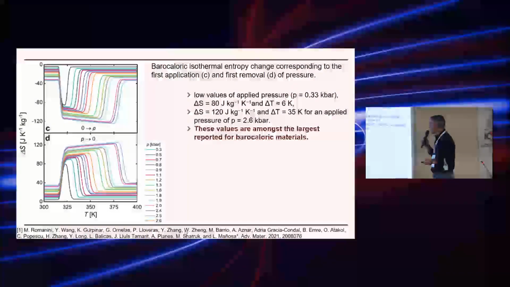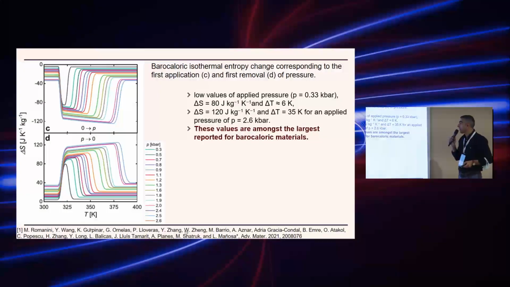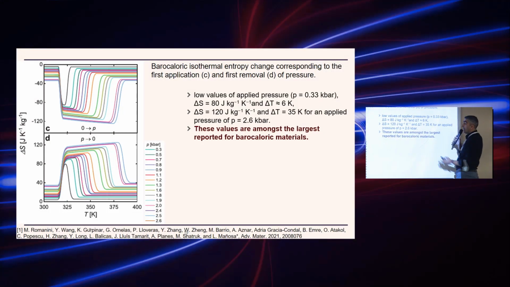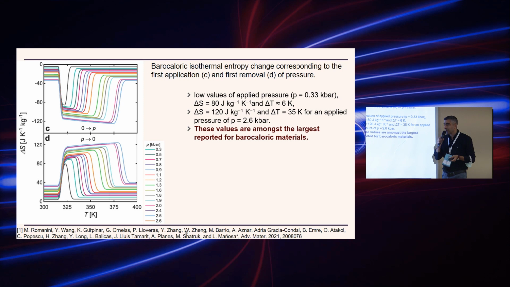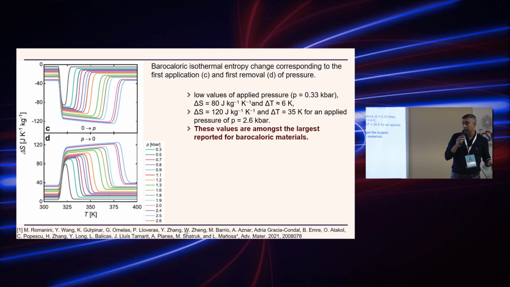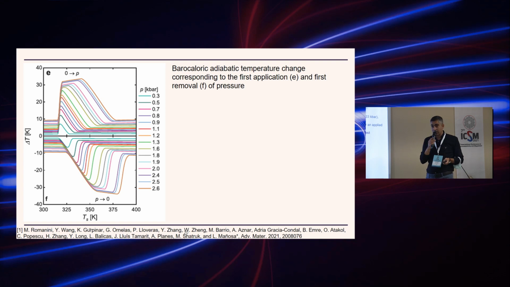According to our results, with a very low pressure, we can induce 6 Kelvin, and with 6 kilobar, which is our upper limit, we have a 35 Kelvin temperature change. Please keep in mind that in the giant magnetocaloric effect, it is only defined as 2 or 3 Kelvin in 2 Tesla. So I guess we should call this one supergiant, whatever. And these values are the largest among all reported barocaloric materials.